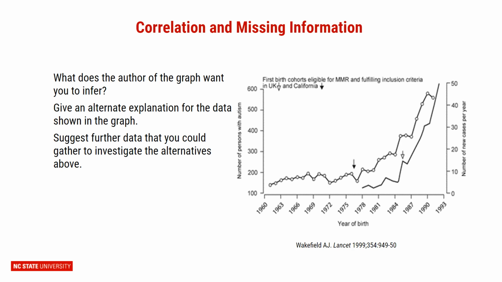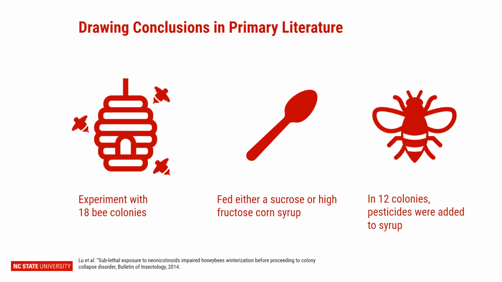We can use this graph to ask and answer the questions: what does the author of the graph want you to infer? Give an alternative explanation for the data shown in the graph. Suggest further data that you could gather to investigate the alternatives above. In this scenario, we can also use the graph to emphasize the difference between correlational and causal relationships, as well as to consider what information might be missing in a visualization of information.